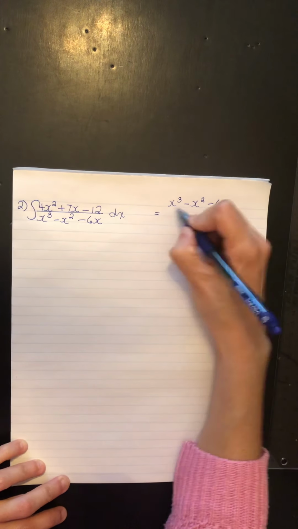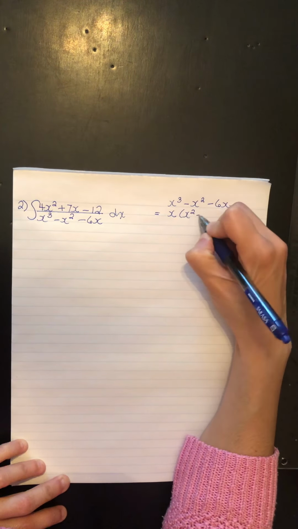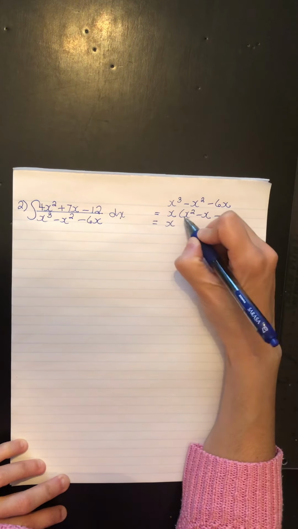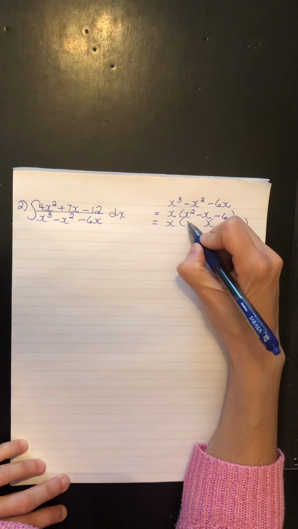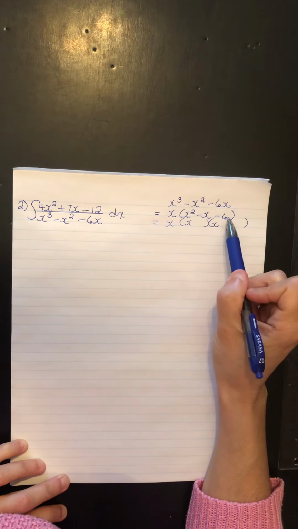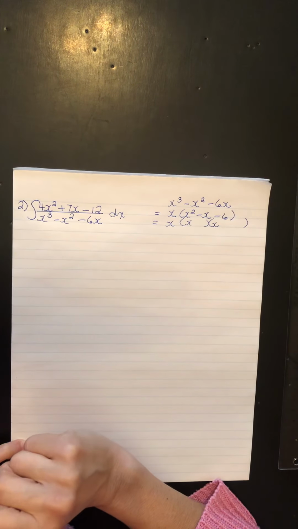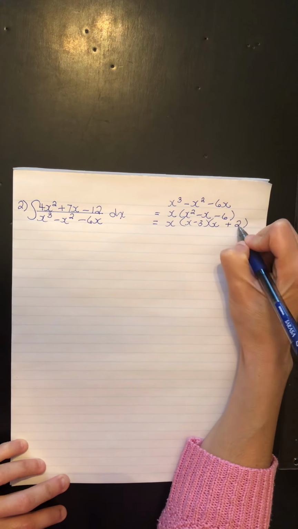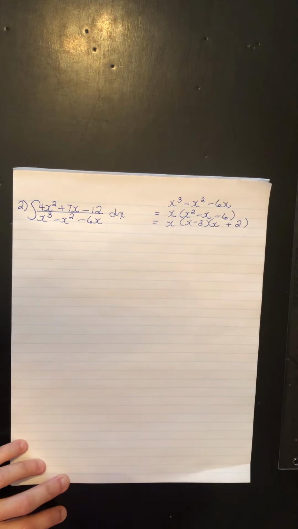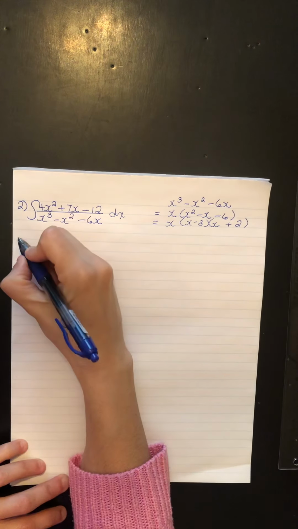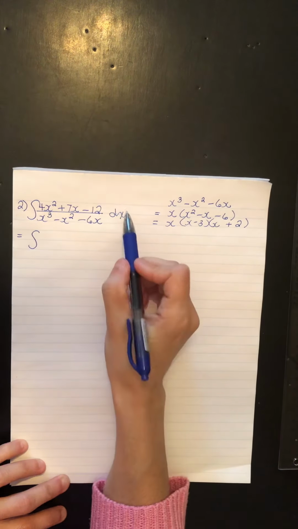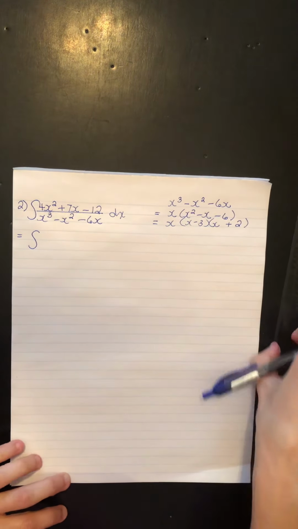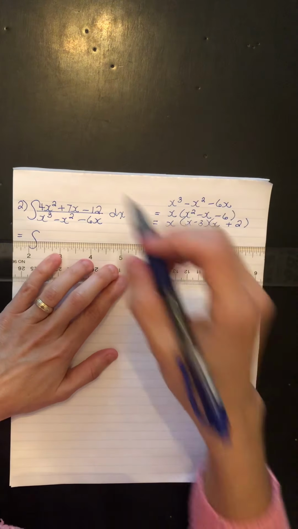In this case, that means first removing the common factor of x. Following that, we factor the trinomial. We want a product of -6 and a sum of -1. That means the numbers are -3 and +2. And now we have our 3 unique linear factors. It means the original integral can be written as the sum of 3 different integrals.